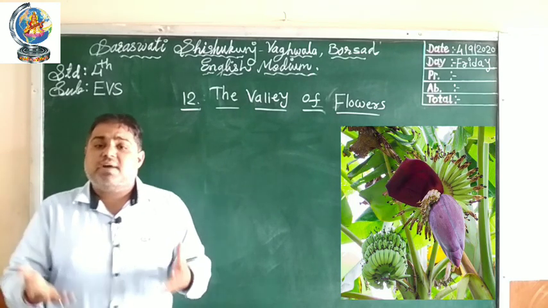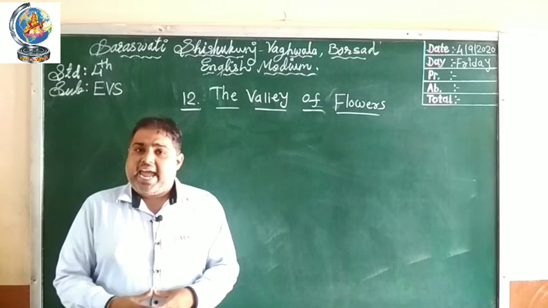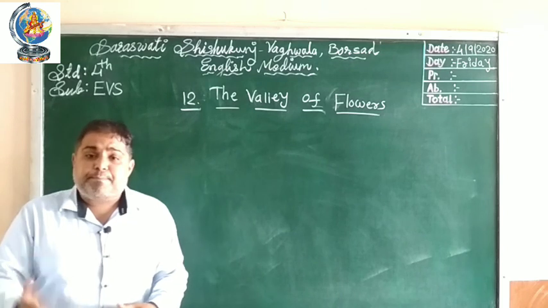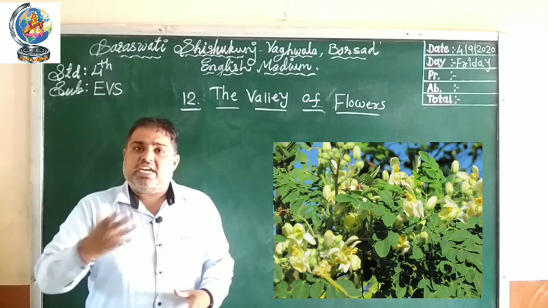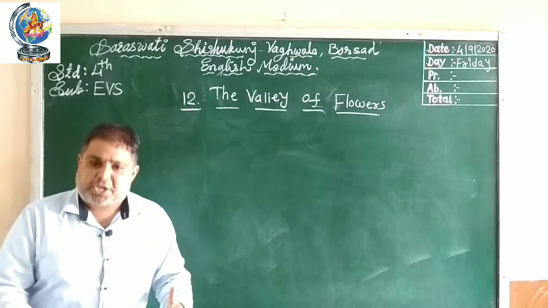That is why they use banana flower to make vegetables. Then in the Maharashtra state, the pakoras are made out of sarjan flowers. So these are the different types of flowers that people use for eating.